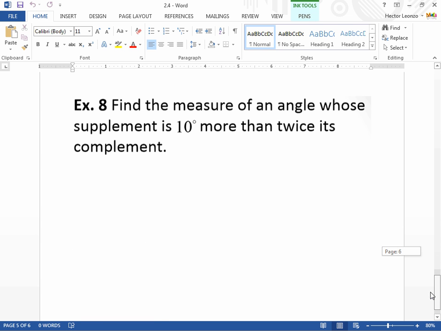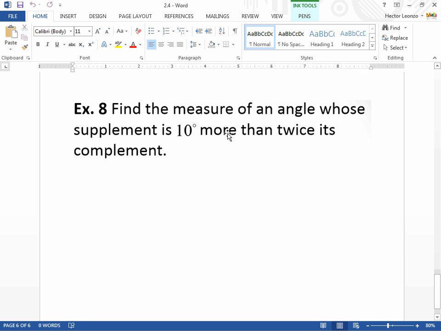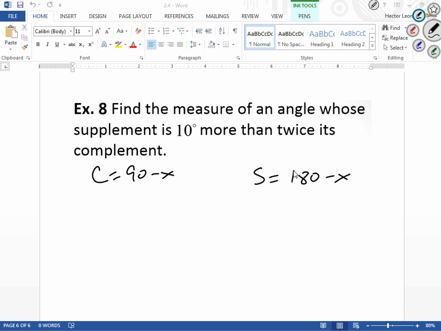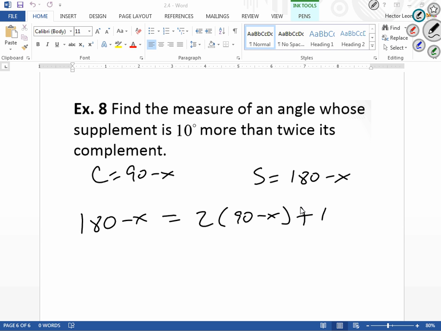Lastly, let's take a look at another word. Find the measure of an angle whose supplement is 10 more than twice its complement. Remember, the complement, because I don't know the angle, the complement is 90 minus x, and I said the supplement is 180 minus x. So let's look at this. Find a measure of an angle, so solve for x, whose supplement, so 180 minus x, is 10 more than twice its complement. Twice the complement plus 10.